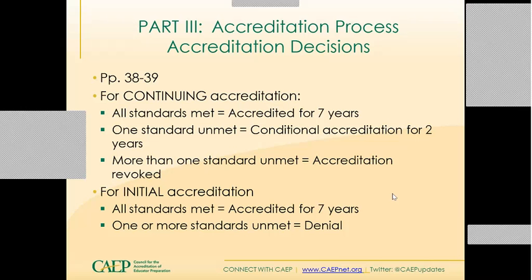Now, in the past, or at least for the NCAPE part of the process, you could fail to meet 2 to 3 standards and get a revisit, a full accreditation or a partial revisit.